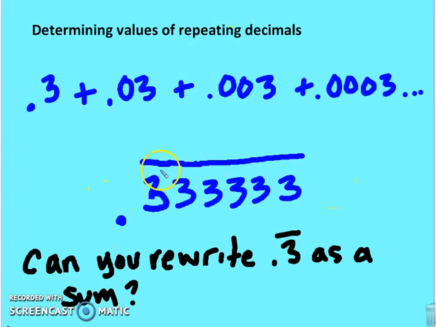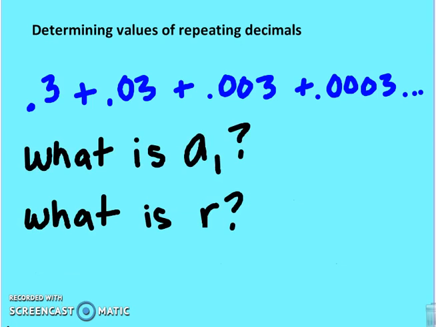0.3 repeating is just 0.33333, etc. We can rewrite that as a sum as 0.3 plus 0.03 plus 0.003 plus 0.0003. Now we can think about this in terms of an infinite geometric series where a sub 1 is going to be 0.3 and r is going to be equal to 1/10 or 0.1.